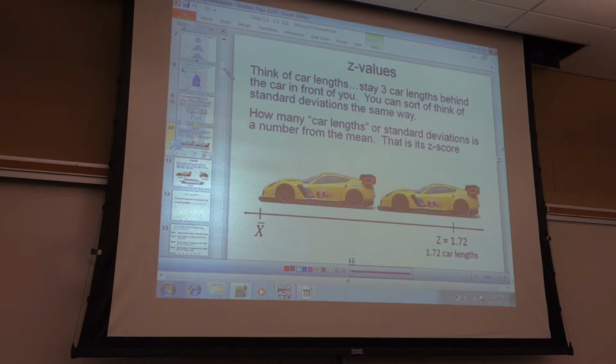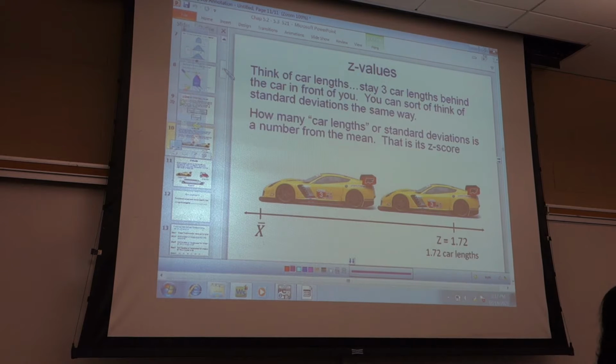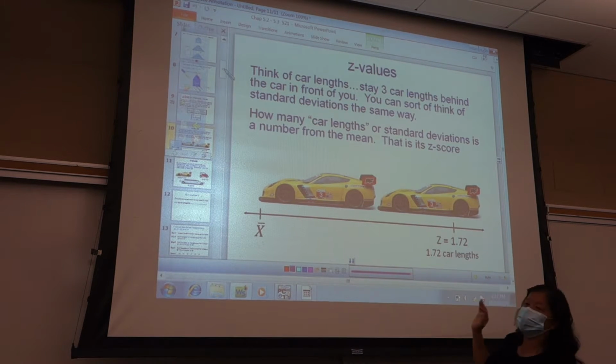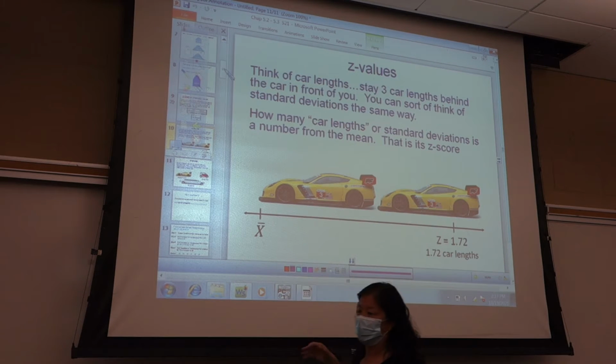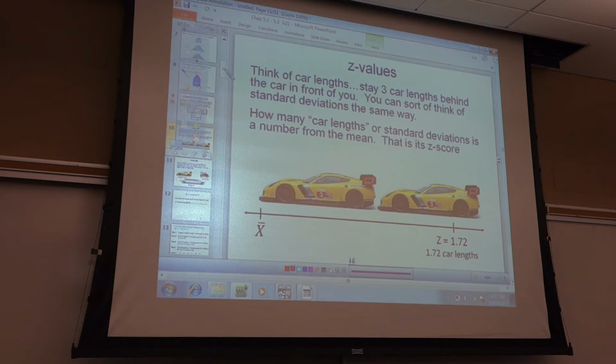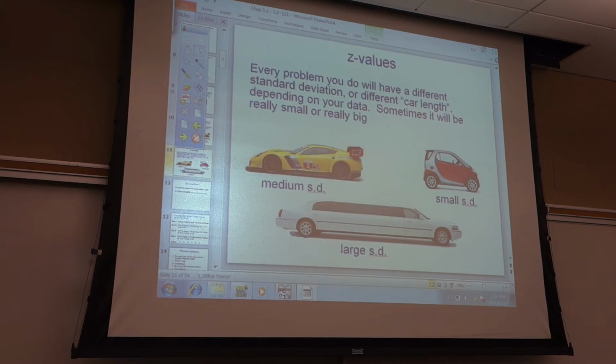To think of it in terms of car lengths, because a lot of times it's hard for people to wrap their heads around how many standard deviations away. But you kind of think of it as how many car lengths away, because you guys have all dealt with staying 3 car lengths away from the car in front of you. So think of it as, each standard deviation is like a car, and how many car lengths it is. So this is 1.72 car lengths away from the mean. And every problem, of course, will have a different car length, a different standard deviation.